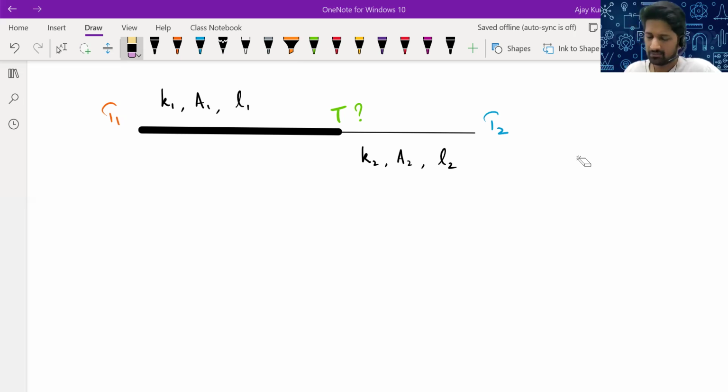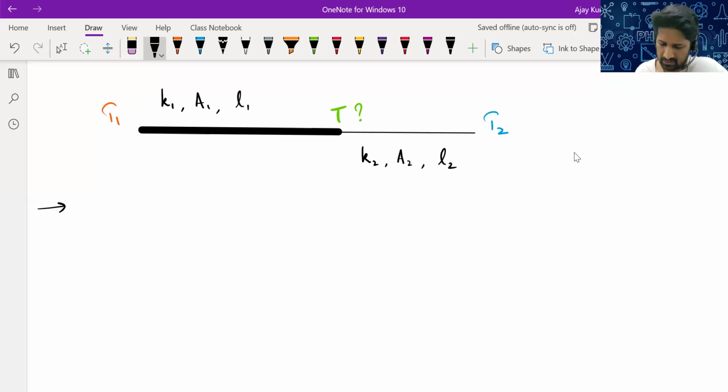So effectively, what we have to do is that I told you that steady state has been established. Steady state established means what? Inflow is equal to outflow. That means heat current in the first rod should be equal to heat current in the second rod, and that will be equal to the overall heat current. That is what we want to find out.